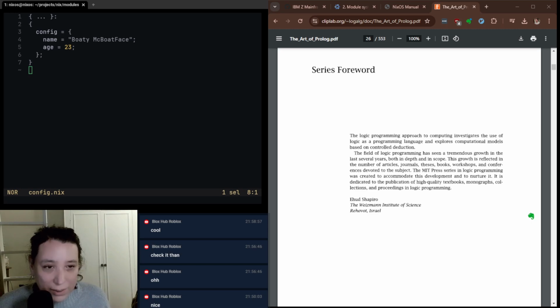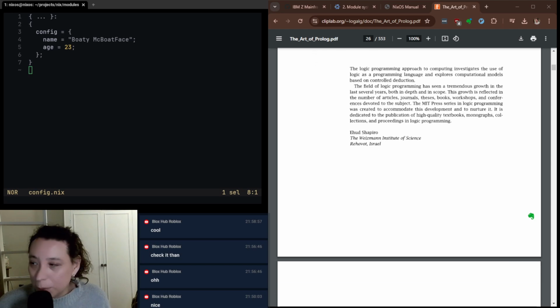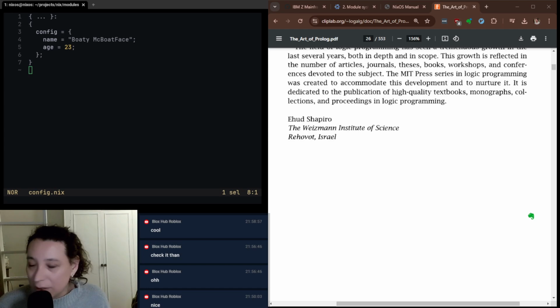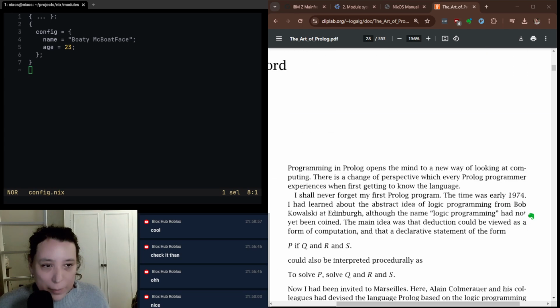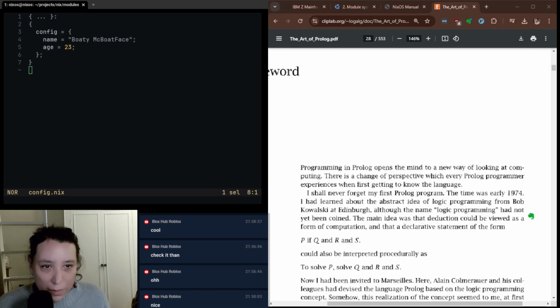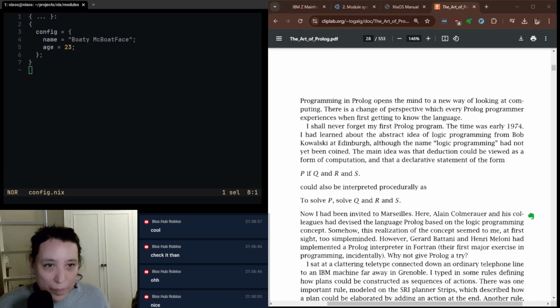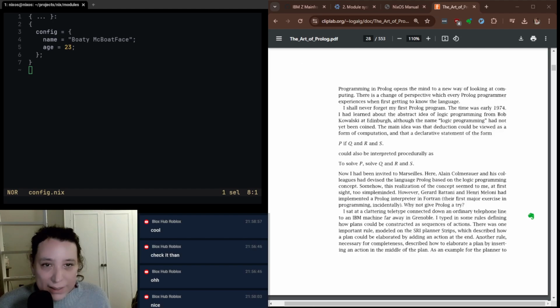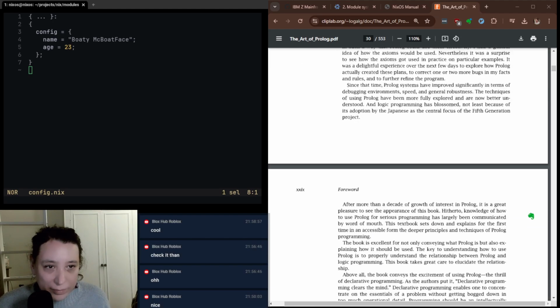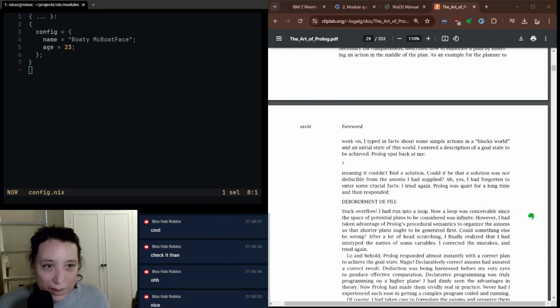Alright, we have a nice foreword here. We're going to use logic as a programming language. Oh, this is probably too small for you guys. Let's see how it looks. Foreword. Should we read this? Let's see how long it is. It's not too long.